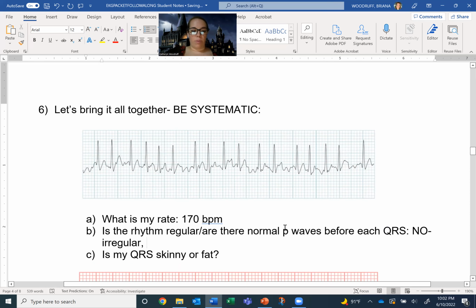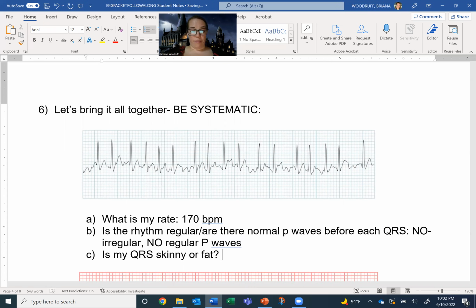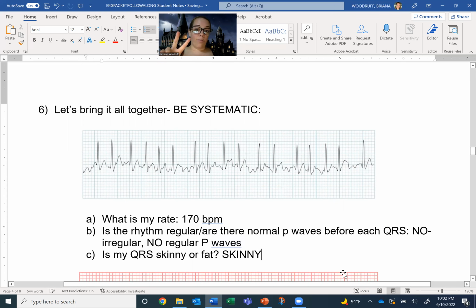And is there a regular P wave? No regular P waves. Is my QRS skinny or fat? It looks pretty skinny, so I'm gonna say skinny. So from this information, just looking at this, I have a fast, skinny rhythm that's irregular with no regular P waves. You might already know what this is.